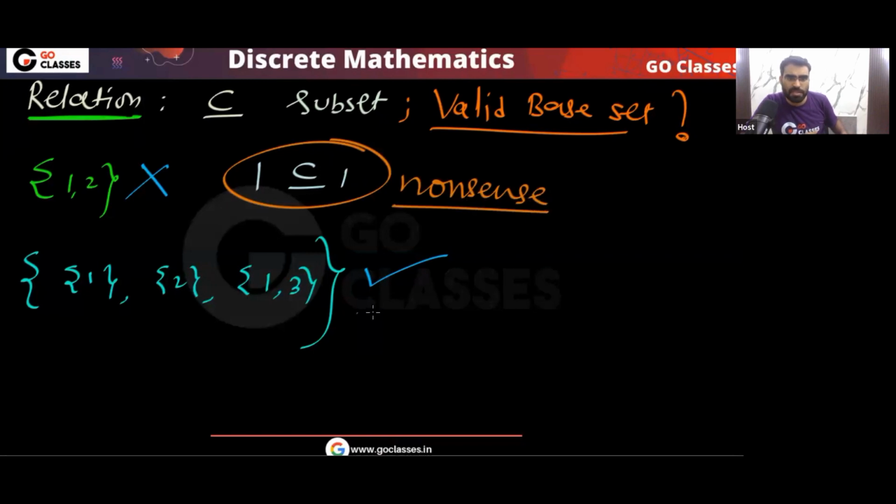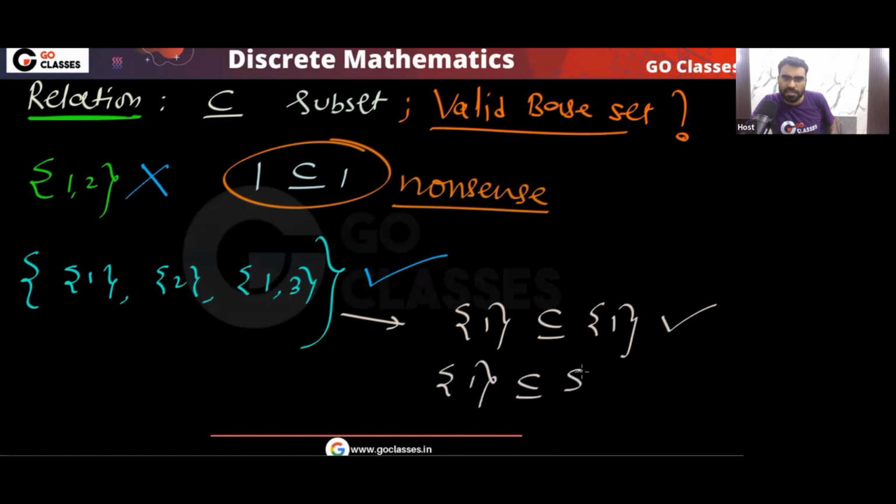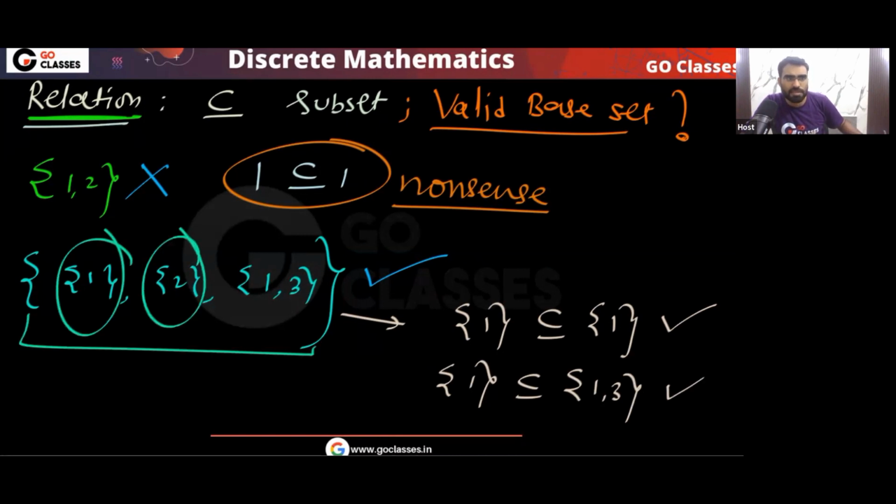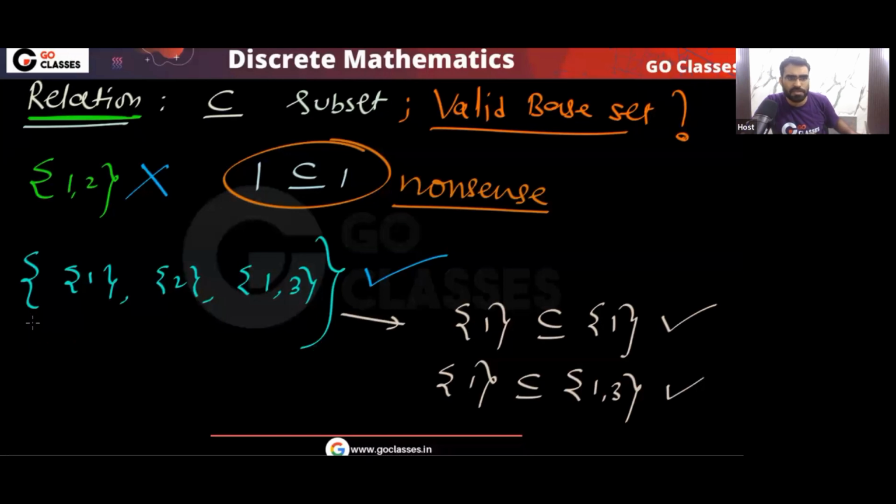But remember, here this makes sense: the set containing 1 is a subset of {1}. For example, I can say the set containing 1 is a subset of {1, 3}. Makes sense. Very simple point. I hope you understood. So remember, if you want to define this subset relation, then your base set must contain sets. Is this clear? Please tell me, is this understood?